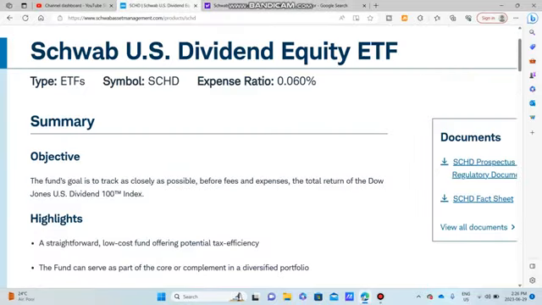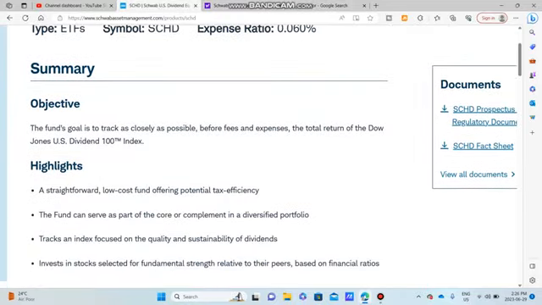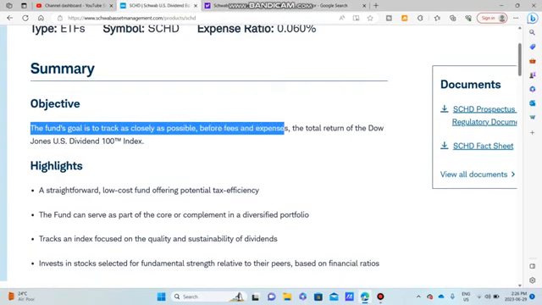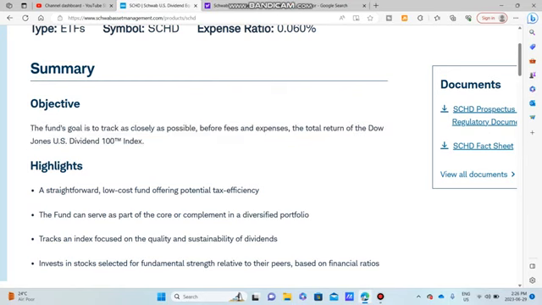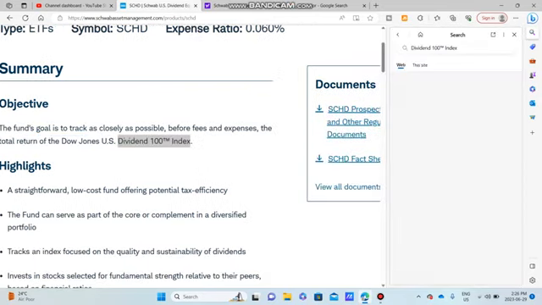Going a little bit deeper, let's read their objective. The fund's goal is to track as closely as possible, before fees and expenses, the total return of the Dow Jones U.S. Dividend 100 Index. So it basically comprises the Dow Jones Dividend 100 Index, and it looks to mirror those returns.